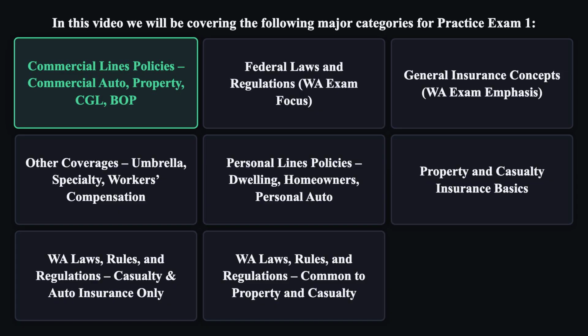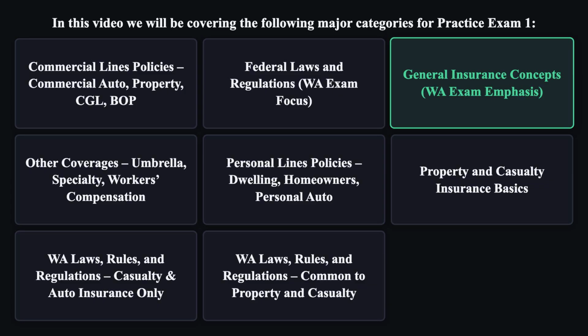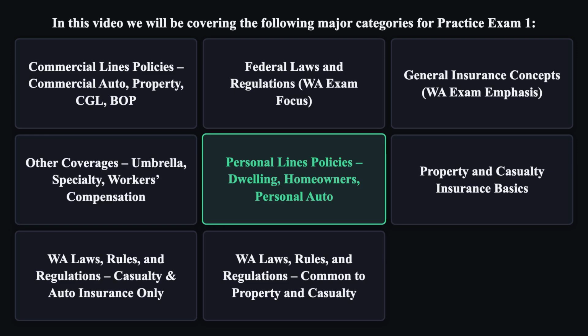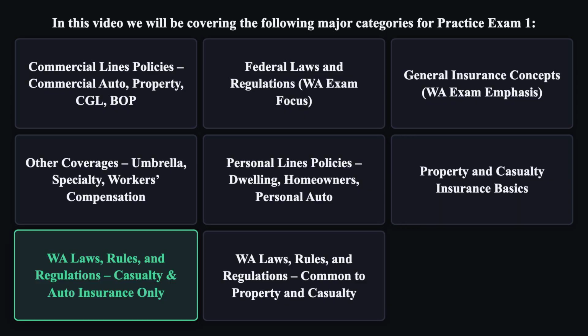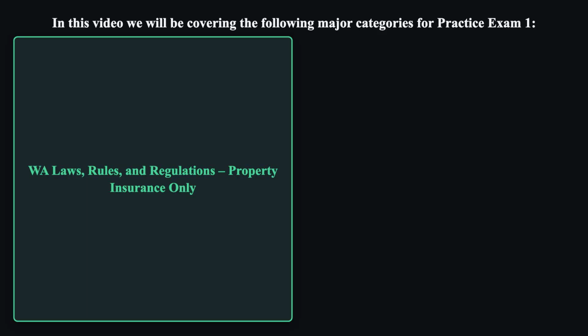Commercial lines policies, commercial auto, property, CGL, BOP, federal laws and regulations, general insurance concepts, other coverages, umbrella specialty, workers' compensation, personal lines policies, dwelling, homeowners, personal auto, property and casualty insurance basics, WA laws, rules, and regulations, casualty and auto insurance only, WA laws, rules, and regulations, common to property and casualty, WA laws, rules, and regulations, property insurance only. Let's walk through the format.